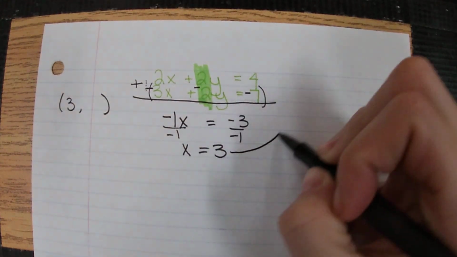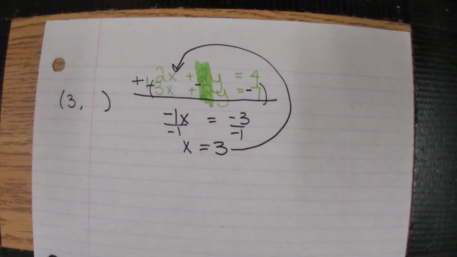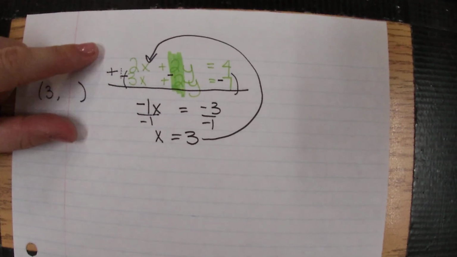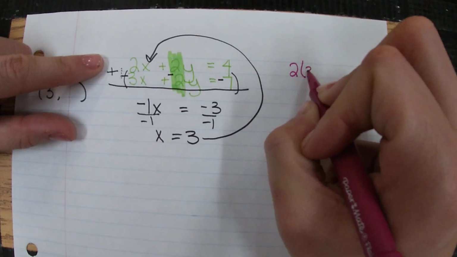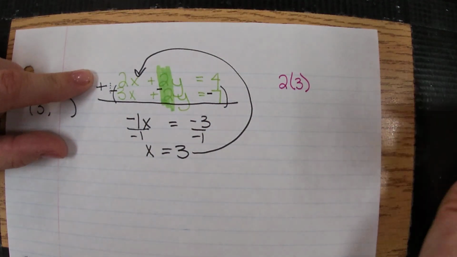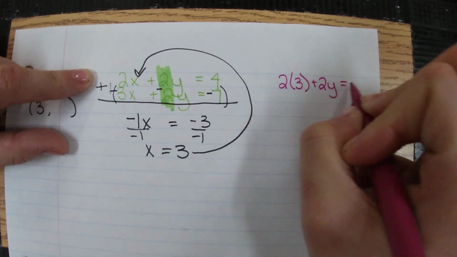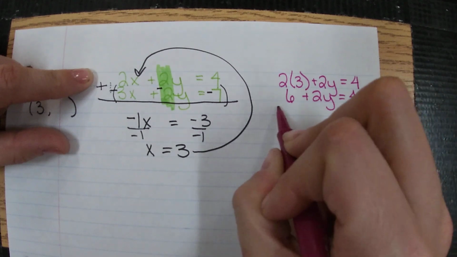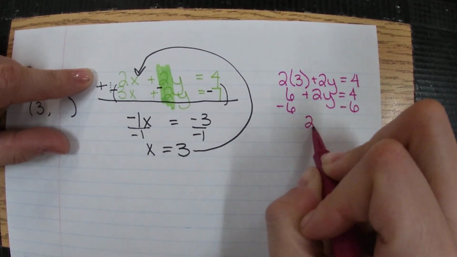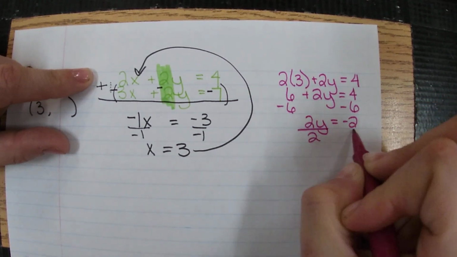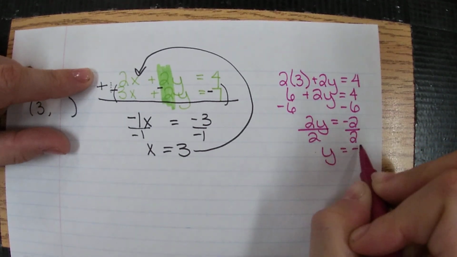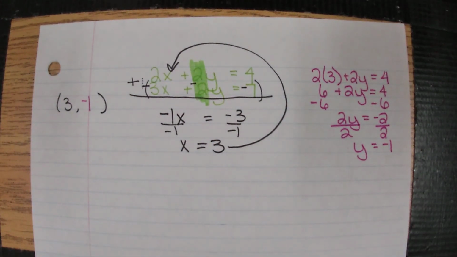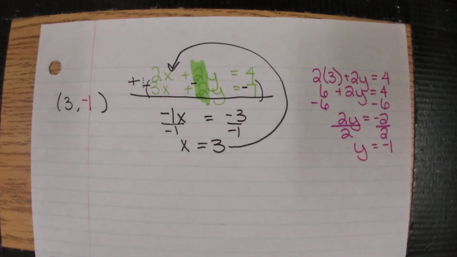So I'm going to plug it back into the top one, again, just because that's the one I'm picking. Okay, it doesn't necessarily matter. So instead of saying 2 times x, now I'm going to say 2 times 3, because I'm substituting that 3 in for x, plus 2y equals 4, and this is something I now need to solve. Okay, I'm subtracting the positive 6. And I will get y equals -1. So my x value is 3, and my y value is -1.